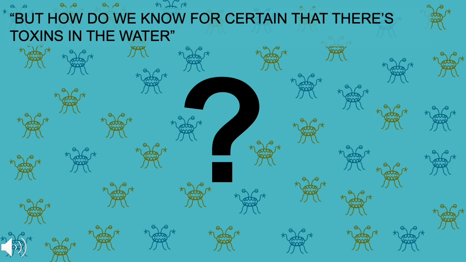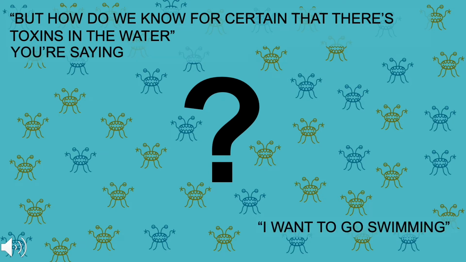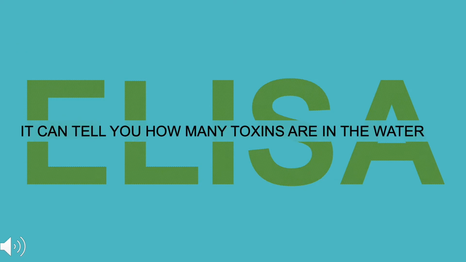But how do we know for certain that there's toxins in the water? You're saying, I want to go swimming. You're saying, well, I'll tell you. You see, there's a test called an ELISA. It can tell you how many toxins are in the water.